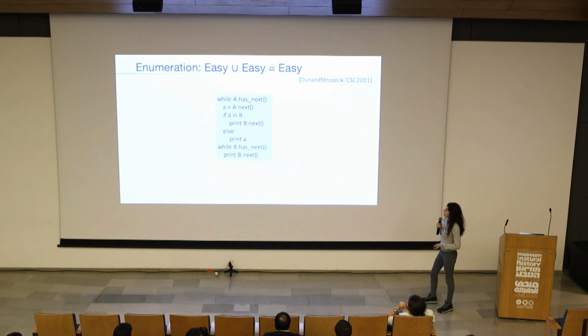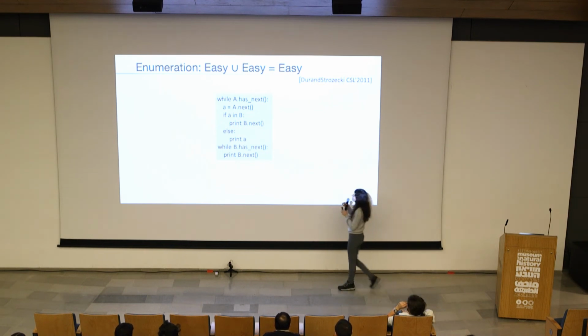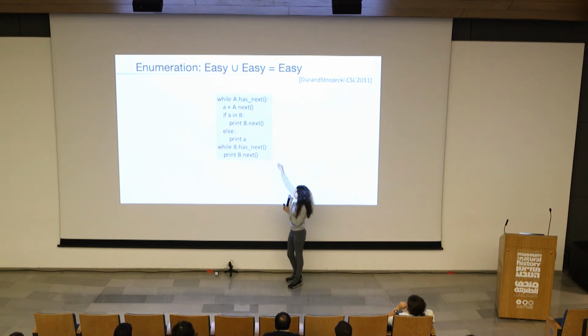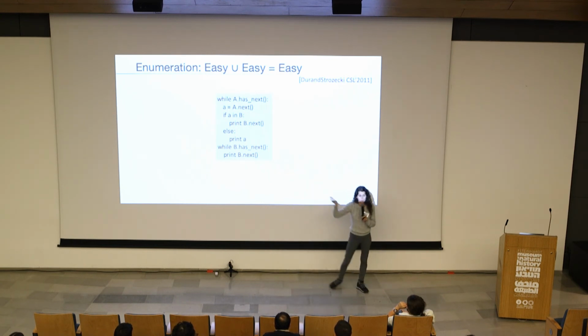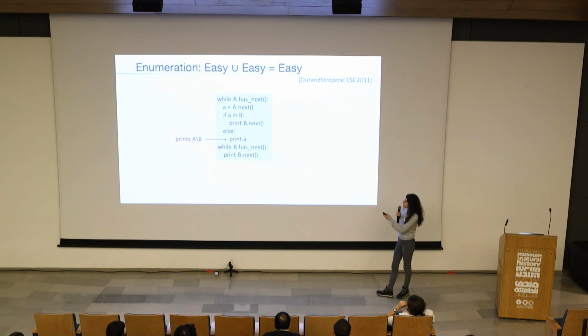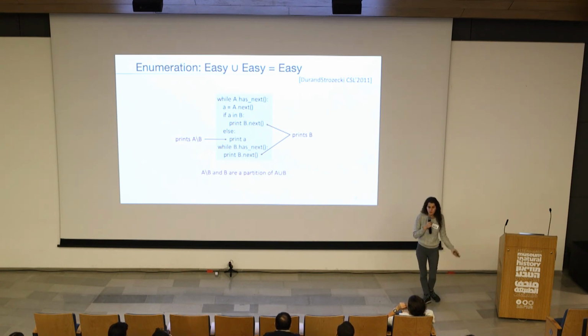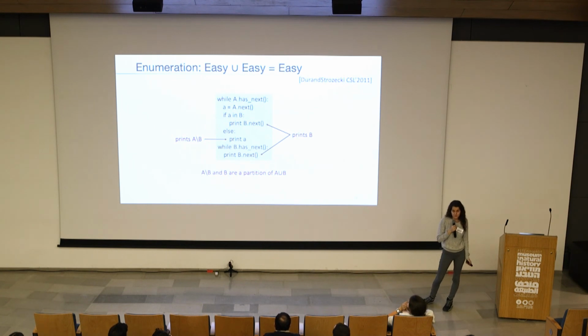But what we can do is this nice trick. We enumerate all of the answers to the first problem, and then whenever we see an answer, we check if it's in B over there. If it's not in B, we print it. If it is in B, we just print something out of B, the next element in B. And when we're done, we print everything else out of B. So basically, this line over there prints A minus B, and the other two lines print B. And since it's a partition of what we want, it prints exactly what we want, with no duplicates and very efficiently.